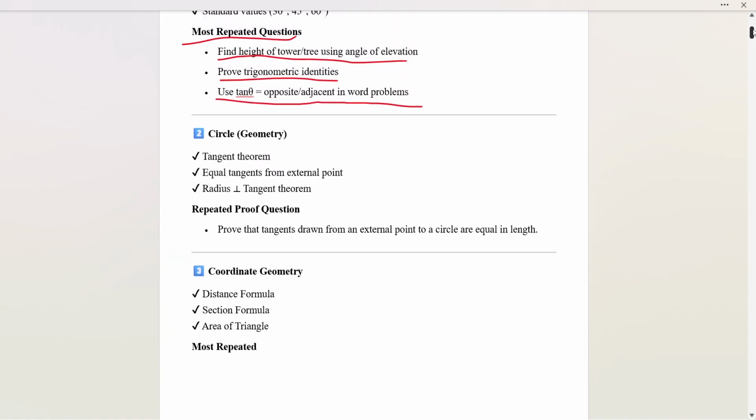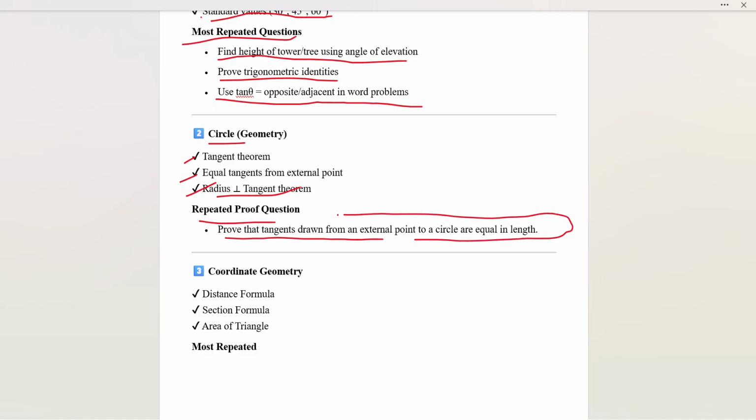Next is circle geometry. For that, the tangent theorem, equal tangents from an external point. Next is radius perpendicular to tangent. Here the tangent theorem is important. A repeated proof question from here is: prove that tangents drawn from an external point to a circle are equal in length. That is the most repeated question for your board exam. So prepare that concept well.